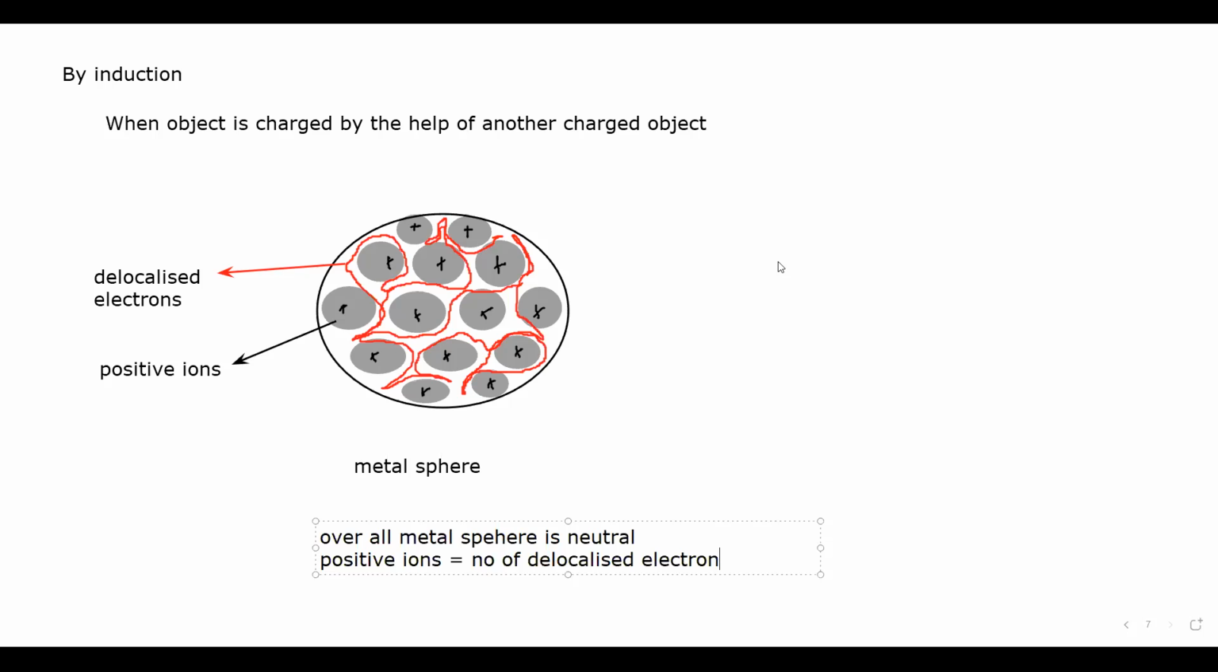which is called thermionic emission. So all these metal spheres in the beginning are neutral. They have an equal number of positive ions and delocalized electrons. But what is electrostatics? What is the meaning of electrostatics?